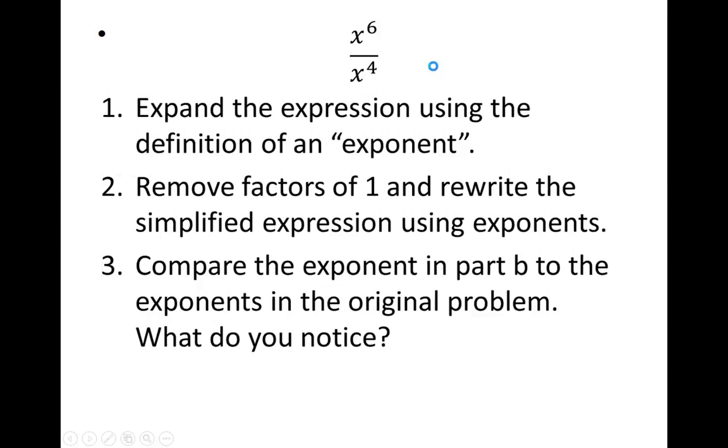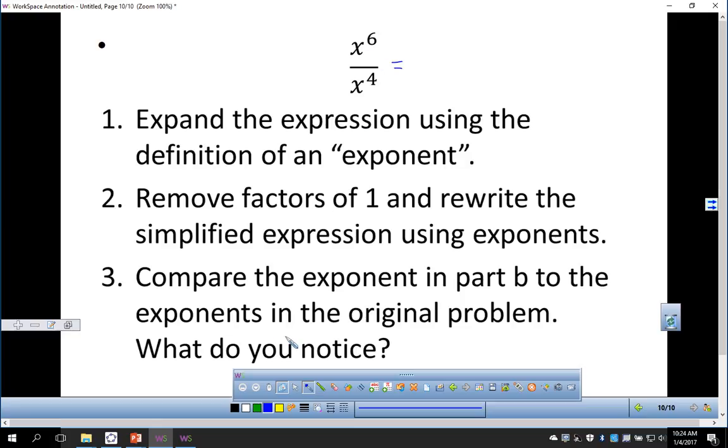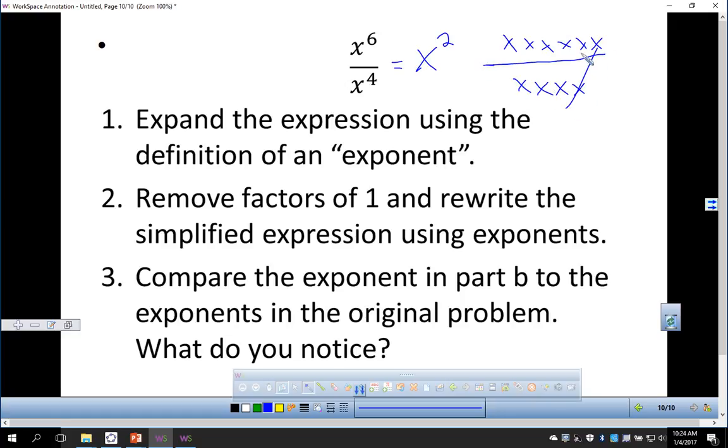Who can tell me without actually writing it all out, what's the answer? X squared. How did you get that? Anna, how did you get that? I subtracted the exponents. Very good. You subtract the exponents. Because if I did write this all out, you'd have 6 x's up top, right? And 4 x's down here. And 4 of these would cancel out. And I'd be just left with 2 x's on the top, which is x squared, right?